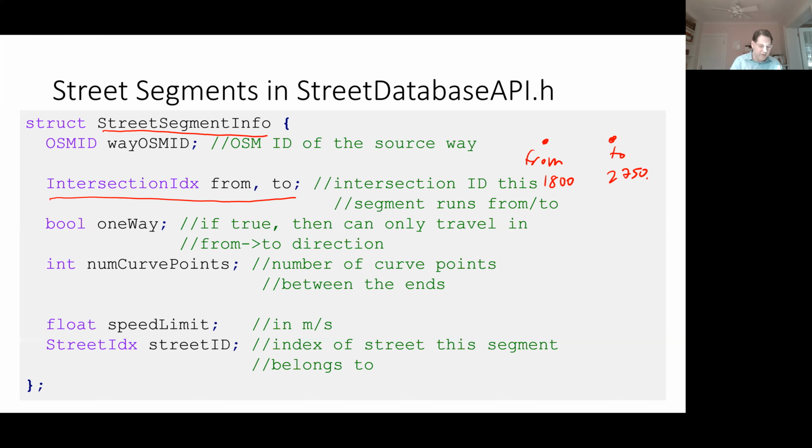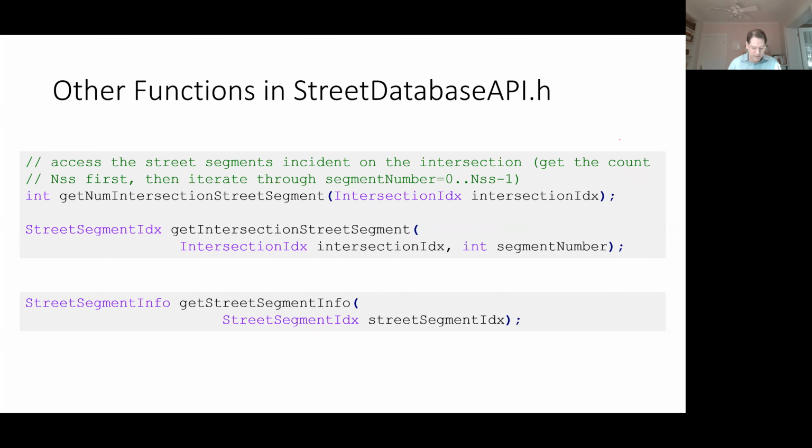And it has a bunch of other information in here. Am I a one-way street? If I'm a one-way street segment, then I can only go from the from intersection to the to intersection, but not the other way. It's got a speed limit, etc. It's got a bunch of other information in here, but we don't need most of that right now.